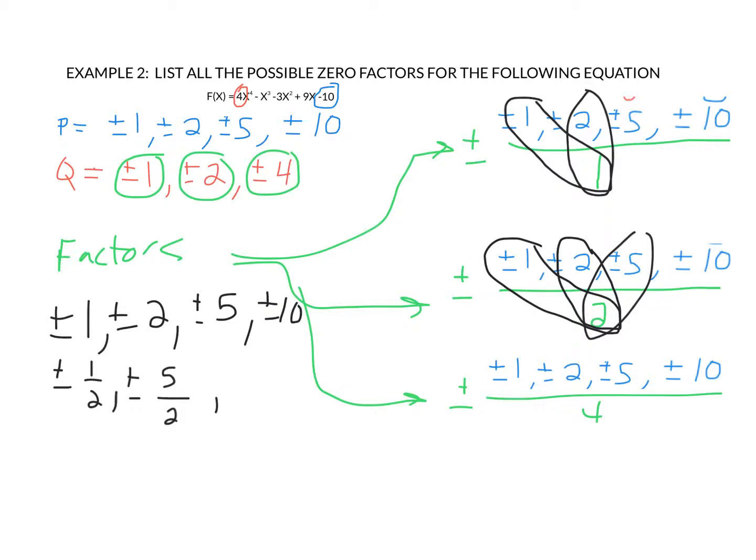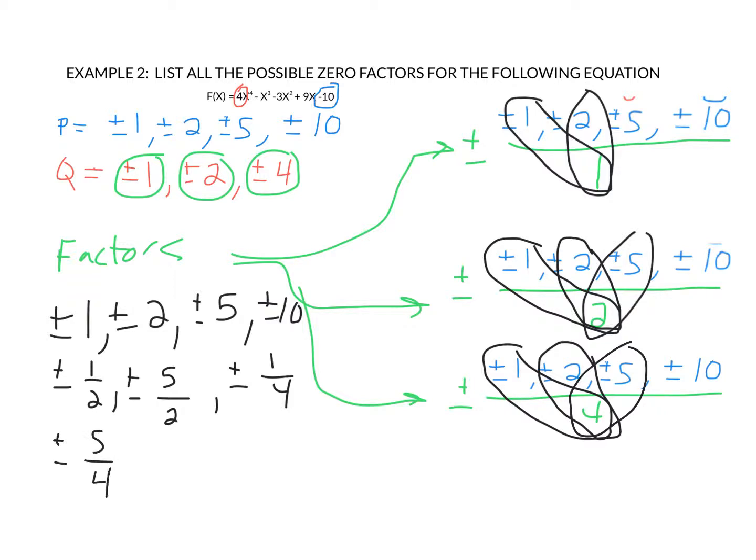Okay, so 1 over 4 is 1/4, so plus or minus 1/4. Now 2 over 4, again, we saw earlier, reduces to 1/2. I already have 1/2 right here, so I don't have to list it again. 5/4 I don't have, so plus or minus 5/4. Then we have 10/4, which reduces to 5/2, and I've already got 5/2. It's right here, so I don't have to list it again.